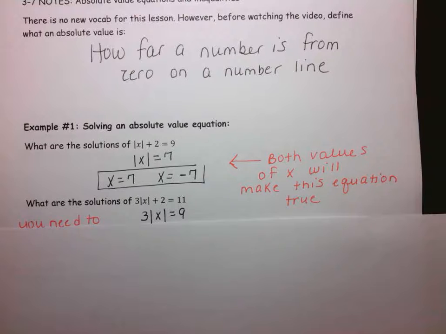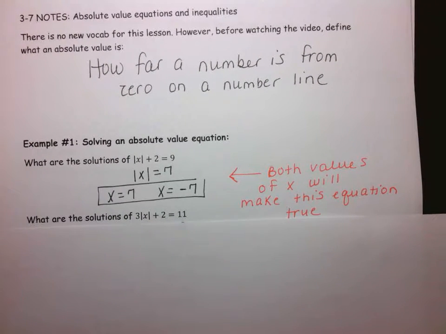Why are there two solutions here? Because both values of x will make this equation true. Think, the absolute value of 7 is 7, and the absolute value of negative 7 is 7. So both solutions are going to make this equation true. So there are two solutions to this. Okay, so now let's go to the next one.